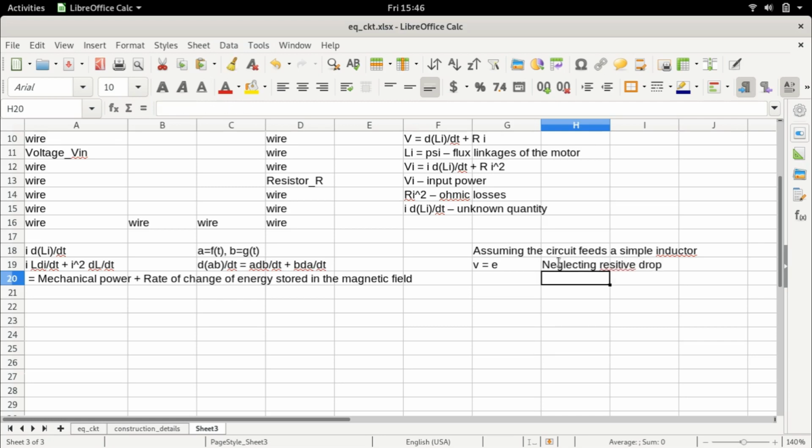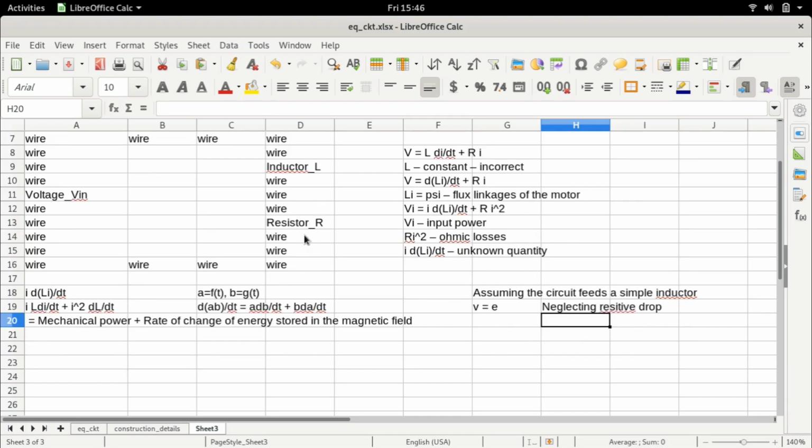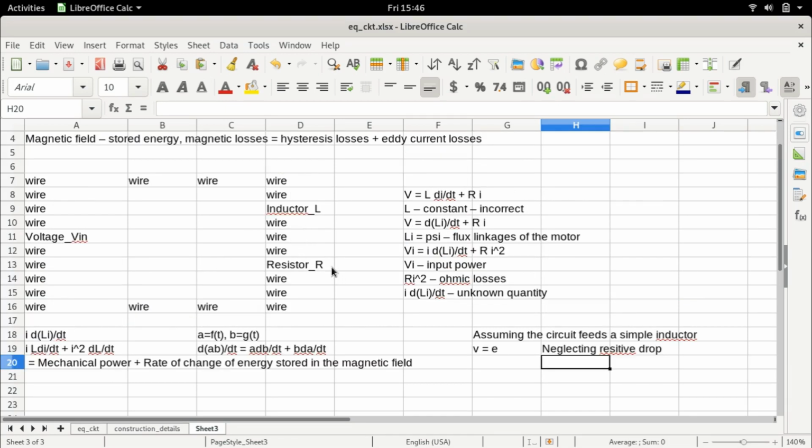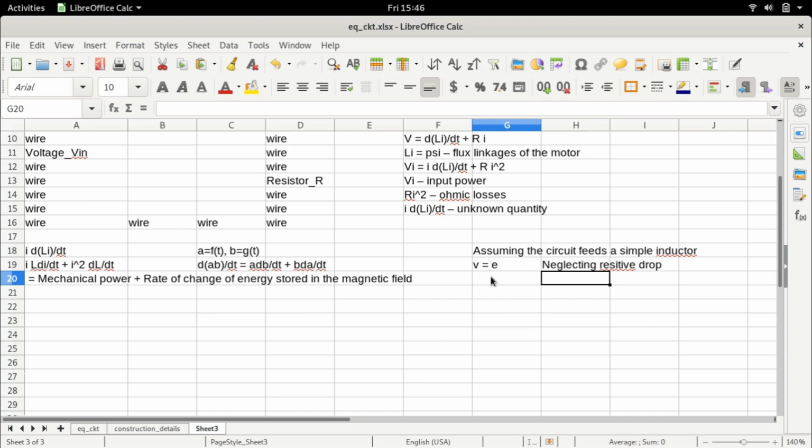Okay, let's get rid of that completely, because we are anyway saying that we don't want to go into this loss estimation and how to break up the losses and things like that. So let's just get rid of it right away. So if V is approximately equal to the induced EMF, then V is approximately equal to L di by dt, right?